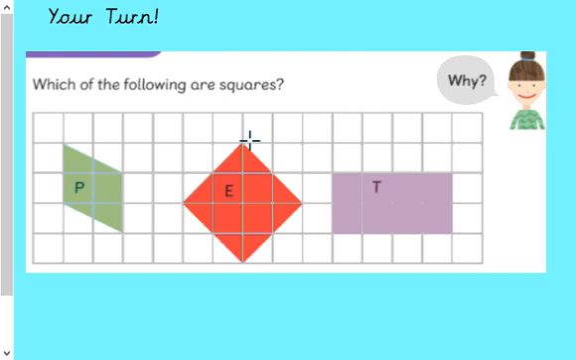Okay, so in this one, the middle one here is the square. If you remember, a square has to have 4 equal sides and 4 90-degree angles. That's the property of a square. A rectangle is close. It has 4 right angles, but it doesn't have 4 sides all the same length. And P does not have any right angles at all.